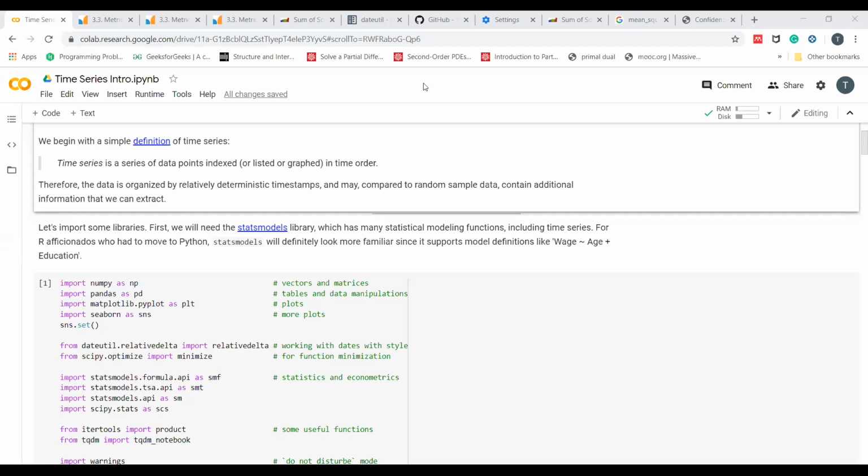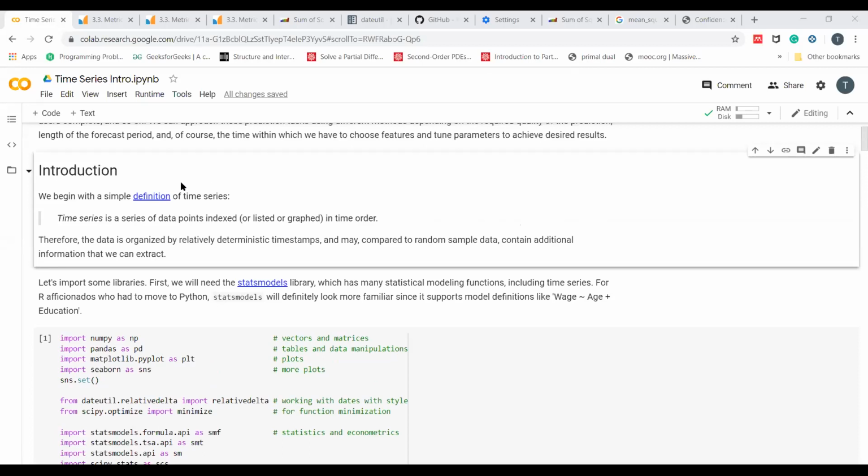Can you guys see my screen with the notebook shared? Okay, so now let's get started. Let's begin with a simple definition of time series. A time series is a list of data points in time order. If the data is organized by timestamps, compared to random sample data, it may contain additional information that we can extract.